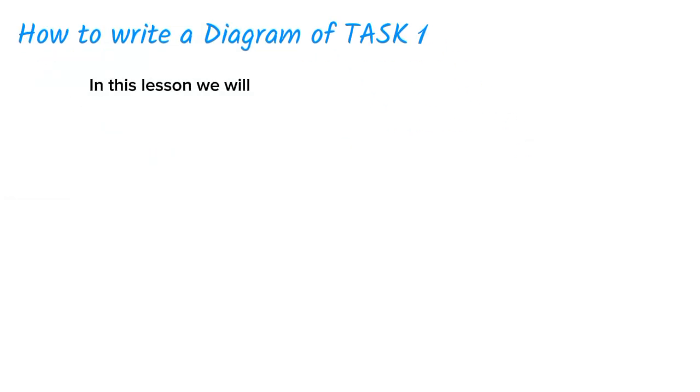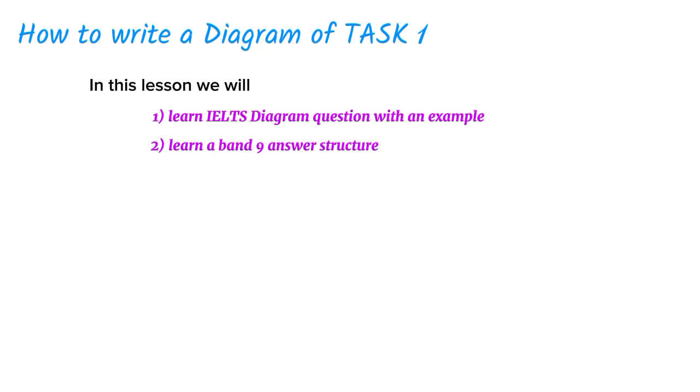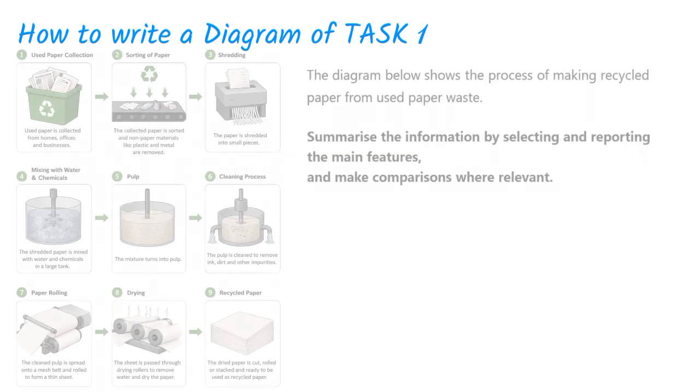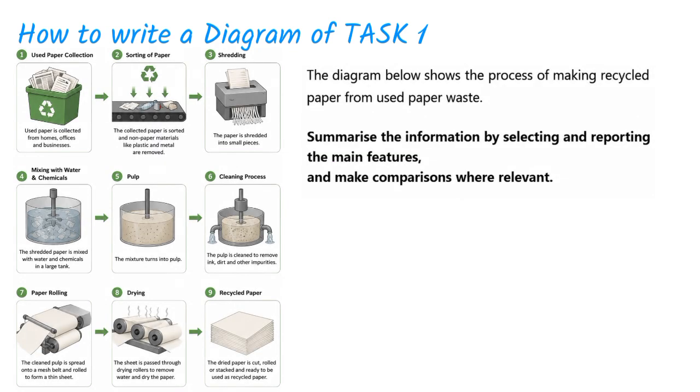In this lesson we're going to see an example of a diagram question, learn a Band 9 answer structure, go through each stage of describing a diagram together, then learn useful vocabulary and produce a Band 9 answer. Here's how a Writing Task 1 question with a diagram may look. You've got a question card that gives you some basic information about your diagram, and you've got the diagram which you should describe in your own words.